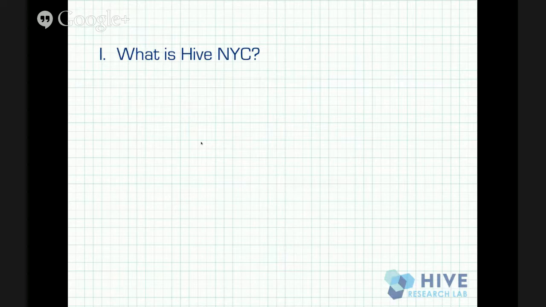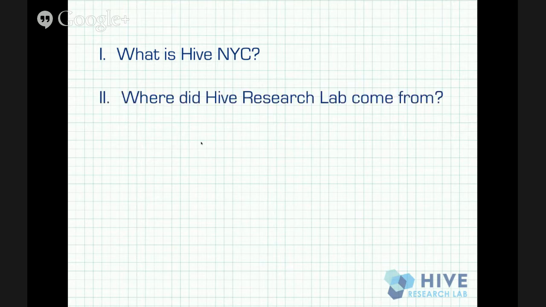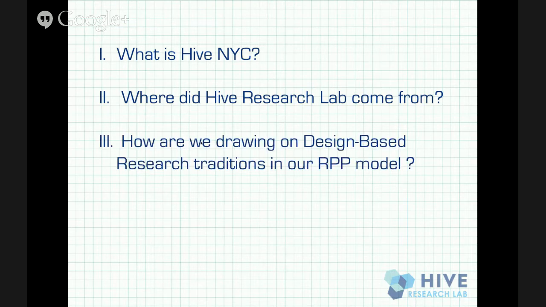The overview will start with what Hive NYC actually is, because we know it's not an intuitive or normal kind of context to study. The second is about where Hive Research Lab came from, this important question of how the research agenda gets initiated and organized, and who's involved in that process, which is critical with a lot of questions in DBR. A third is addressing how we're drawing on design-based research traditions and approaches within the context of what we're calling a research practice partnership model, and I'll say more about what research practice partnerships are.